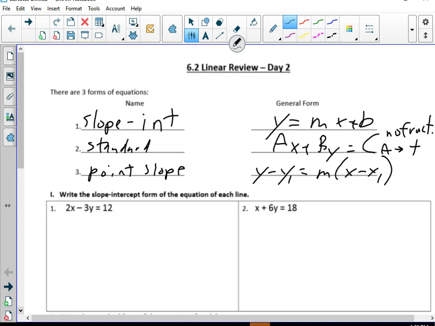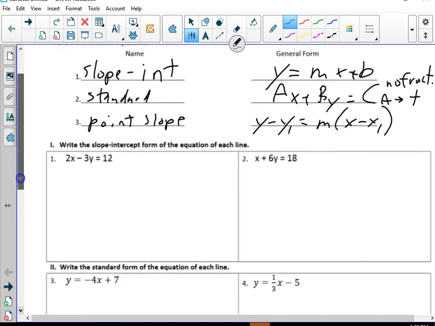Alright, so write slope intercept form of the equation of each line. So right now it's in standard form. We want to change it. This is kind of like what I showed you in the previous notes. How I could, instead of doing that cover-up method, I could change it to slope intercept. So that's what we're going to do now. Which is nothing different than what we've already done. We're trying to solve for y.